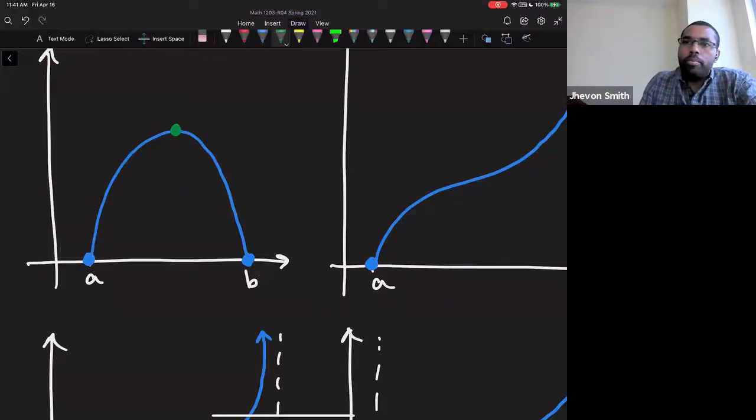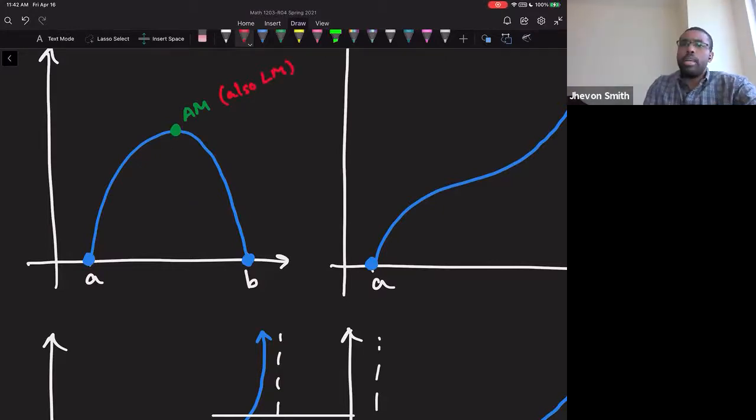What kind of maximum? Local. Yeah, but it is also absolute, no? What other point on that graph on the interval AB is above that green point? None, right? That is the highest point, right? It's also local.